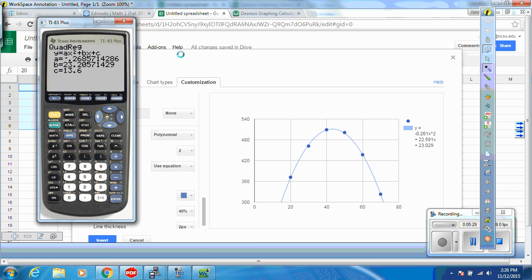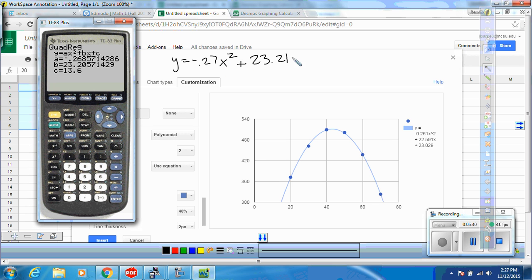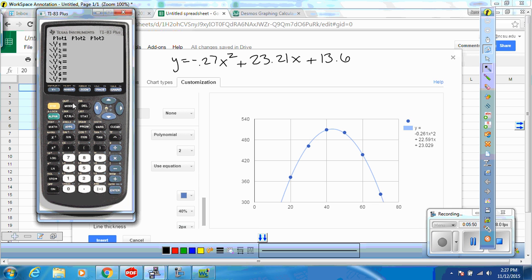notice that if I write down the equation from the calculator, it's y equals, and then they give me a, b, and c. So I get negative 0.27x squared plus 23.21x plus 13.6. And so I can actually graph this in y equals on my calculator. So if I go to y equals and I type in negative 0.27x squared plus 23.21x plus 13.6 and graph it, it doesn't show up very well.